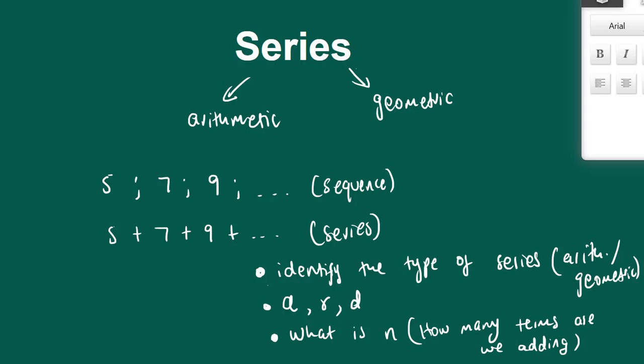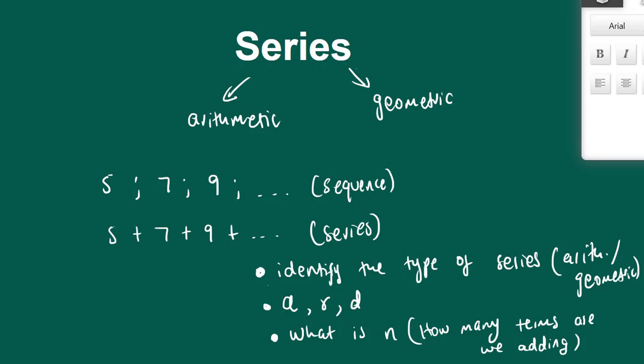I do not really care what kind of problem it is. In all of them, you will have to identify what type of series it is. And then in all of them, you have to understand, are you given A, are you given R, are you given D, are you given Sn, and the likes. When do you use Tn? And then what is N? How many terms are you adding?